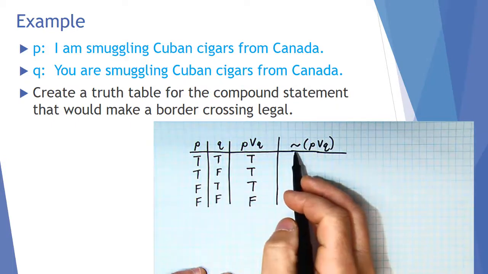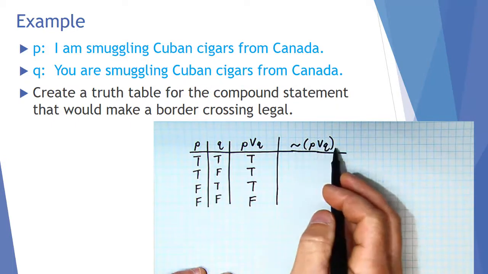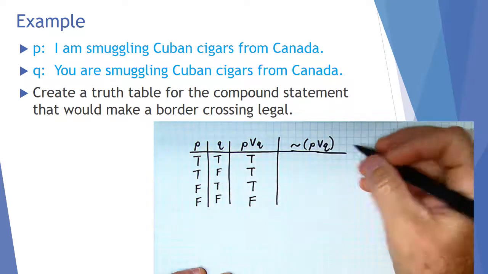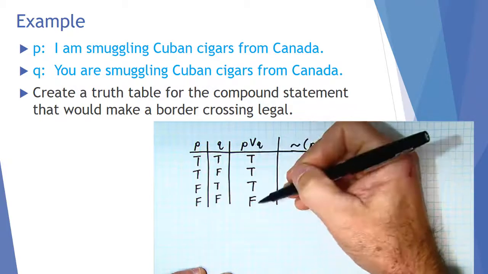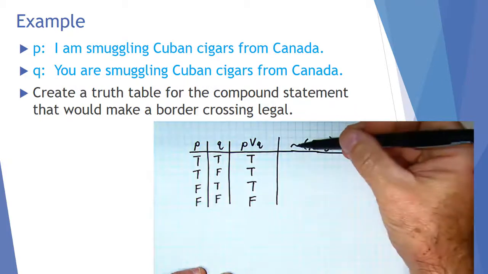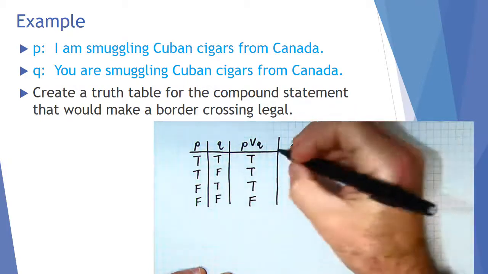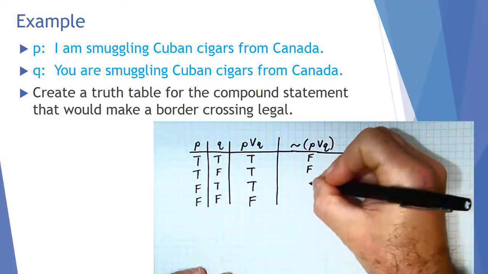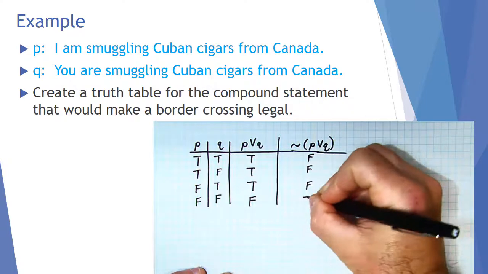Now, the negation of that, the negation of P or Q, would be the exact opposite of P or Q. That's why we want to build this column first. It's an easy column, and then we can just reverse those to get the negation. So the negation becomes false, false, false, true.